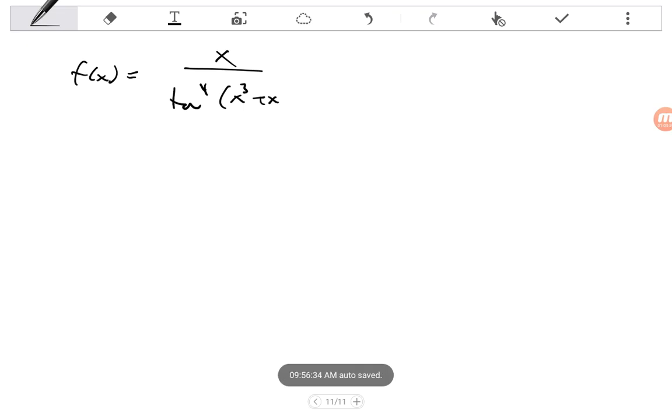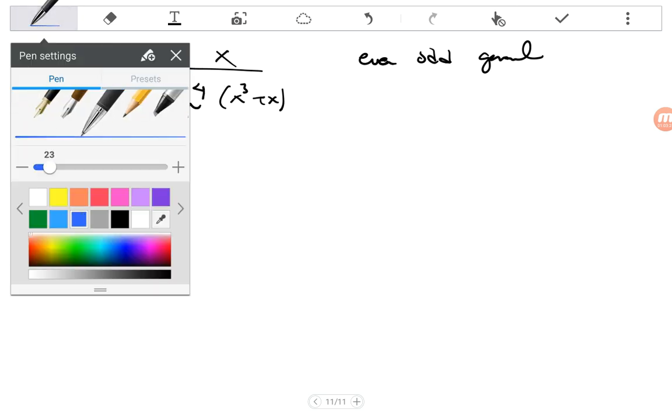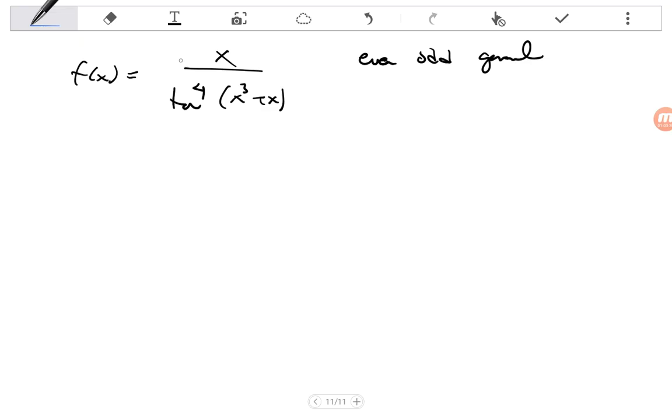Now for this function, if I have f of x equal to x over tan to the power 4 of x cubed plus x, and he needs me to determine if this function has symmetry, if it is even or odd or general. Let's check it. We have here a numerator and denominator. Is that odd or even?